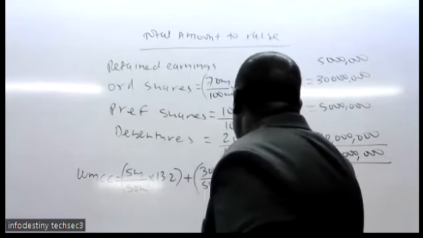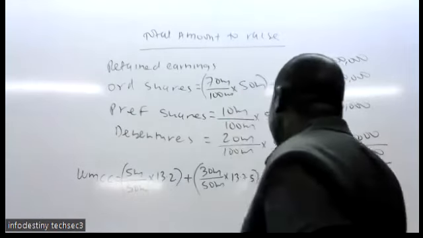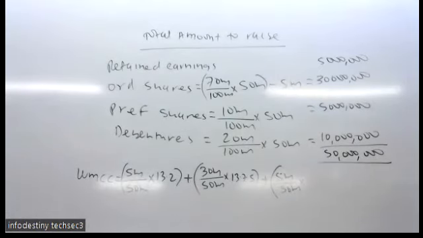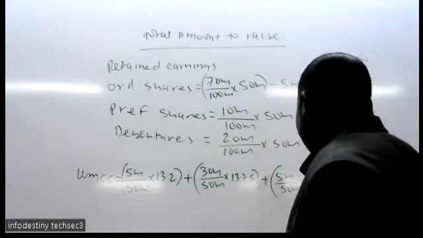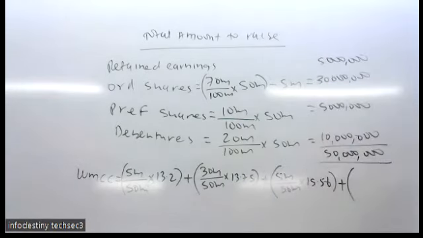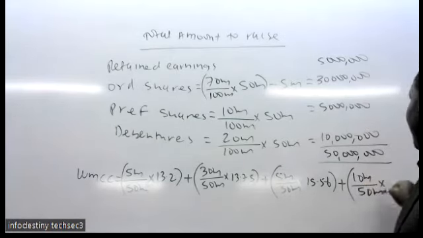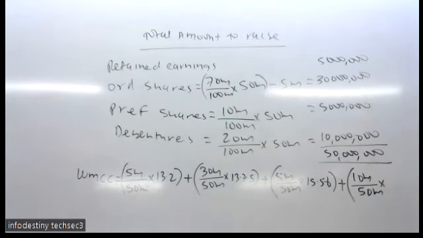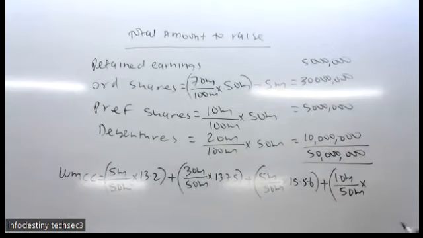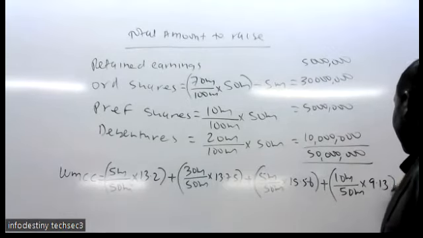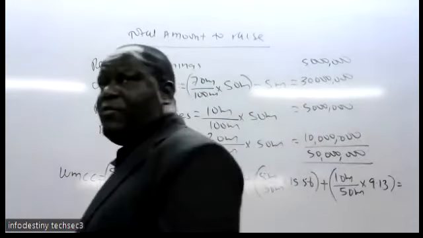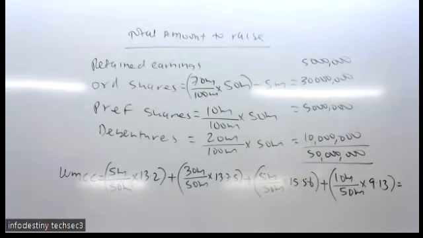13.75. Then the preference share is 5 million, also divided by 50 million. What was the cost for the preference share? 15.5. Then finally, the debenture, 10 million, also divide by 50 million. So this one you multiply by which here? 9.1. So multiply by 9.1. So when you combine them together, you now get the weighted marginal cost of capital.